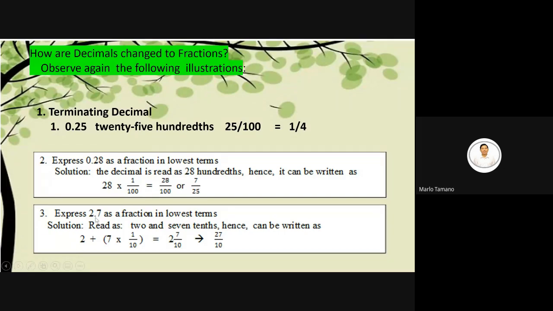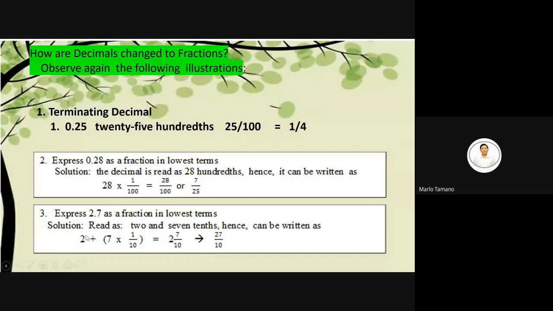Number 3, express 2.7 as fraction in lowest term. You notice that we have a whole number, 2. So, whole number po yung 2 na yan. Then, the 7 is what you call the tenths place. So, 2 and 7 over 10. Understood? Meron na kayong 2 and 7 over 10, or that is 27 over 10, improper fraction.